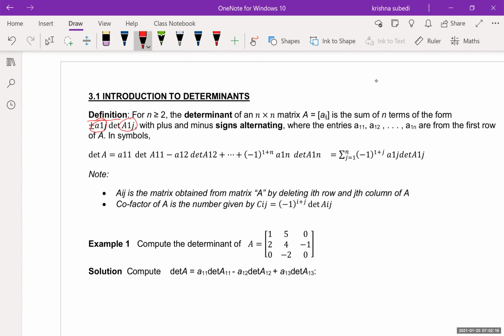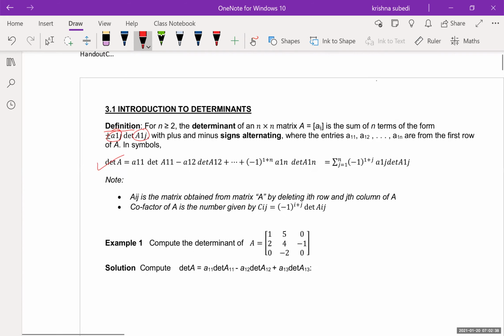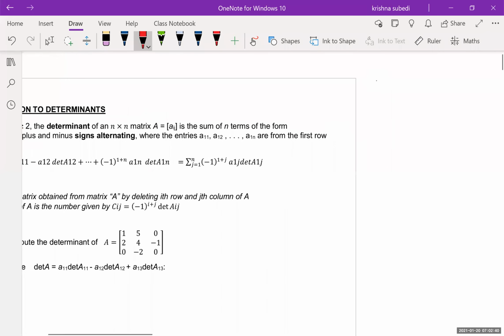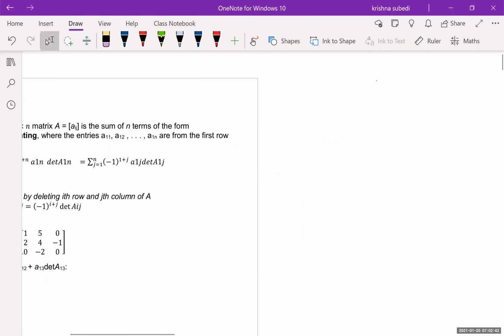We'll talk about that later, with plus and minus signs alternating, where the entries a_11, a_12, and all the way up to a_1n are from the first row of A. And this is the symbol. Now, just by reading the definition, it may not make sense. Let me provide you one example here, okay?